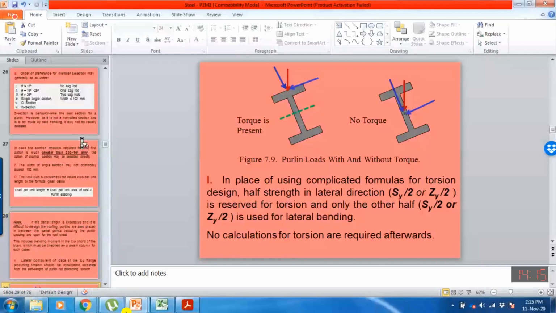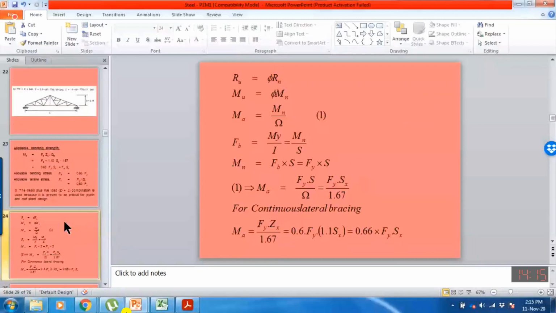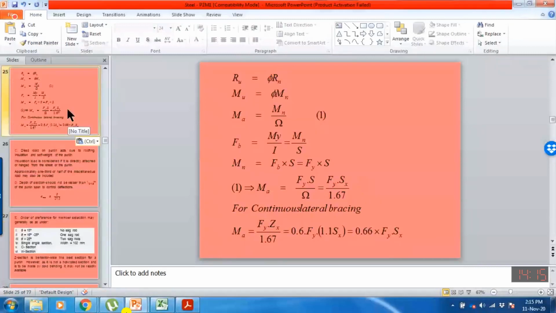Okay, let me modify this slide again, just for your explanation, so that you can understand.